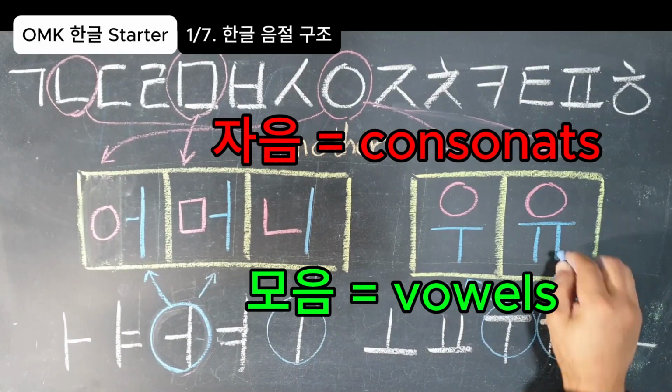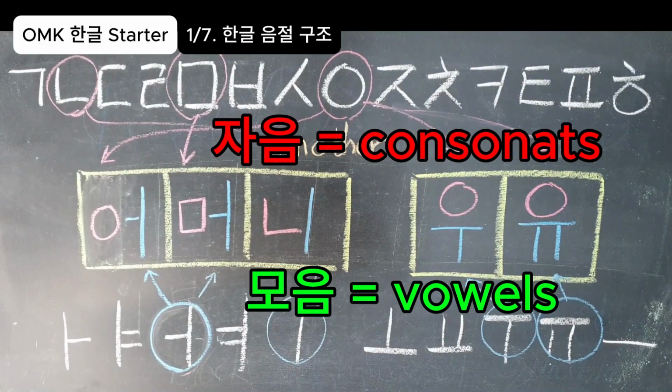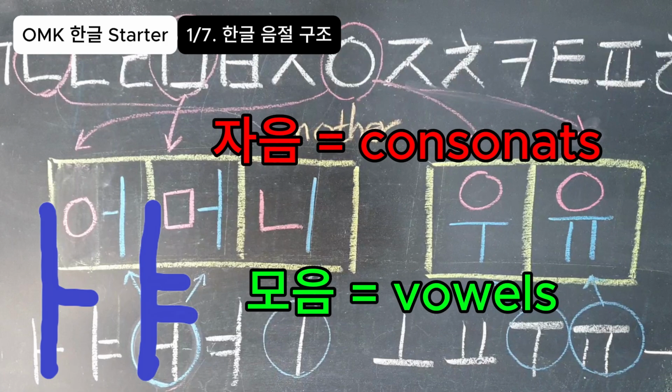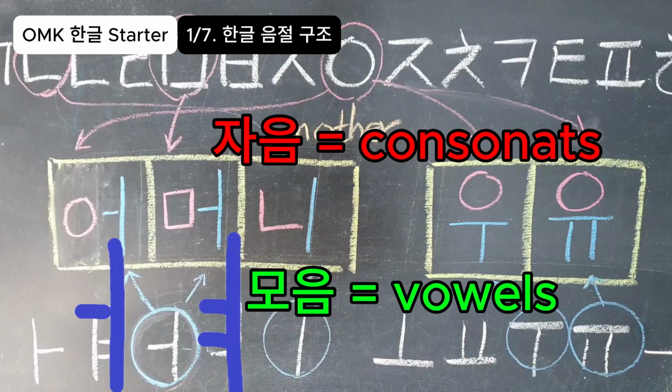Wow. Okay. So why are there two different patterns? Because of the shape of the vowels. These kinds of vowels look like a long vertical line. So that's why we put the consonant before the vowels on the left hand side, and put the vowel after the consonant on the right hand side.